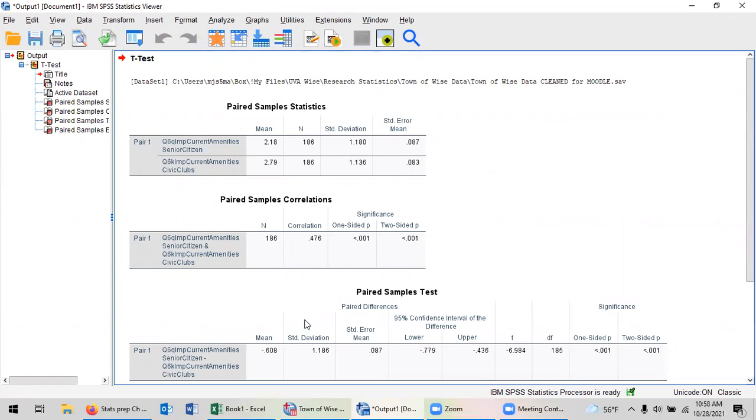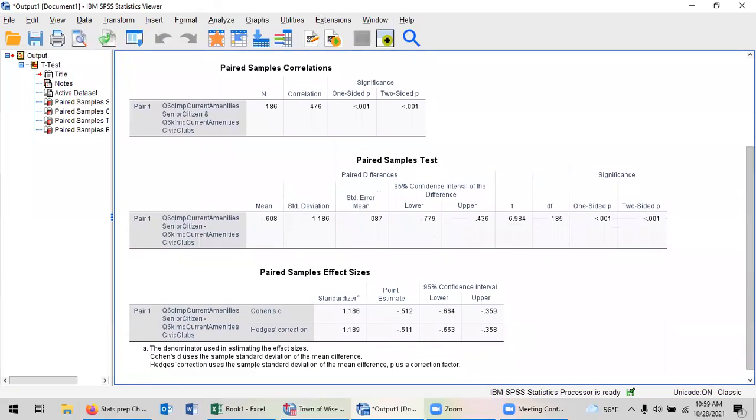It's going to give us the means for each of our items. So remember, in this case, we've got 186 individuals who've reported on both the importance of senior citizen activities and civic clubs in their choice of current housing. Remember to go back to the survey to identify the specific phrasing of the questions. We've got the standard deviation for each one of these items. We also have the standard error for each one of these items. It gives us the correlation, which we'll talk about next week, but it does provide that automatically.